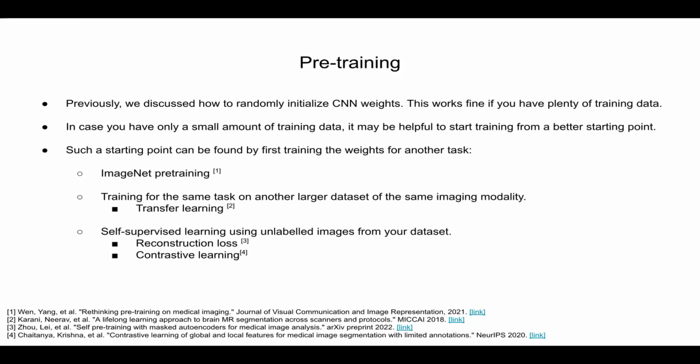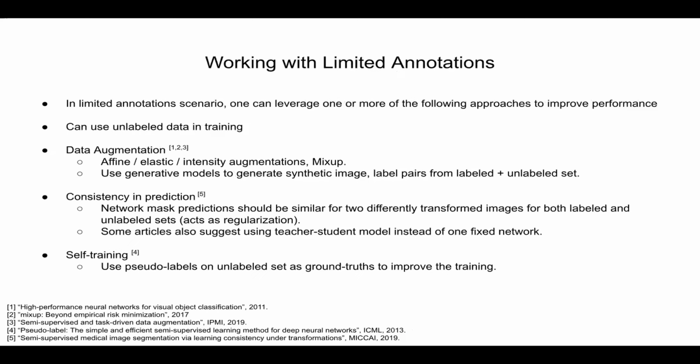Here you can use the unlabeled images from the data set, and you can apply some kind of contrastive learning or reconstruction loss-based methods to pre-train this network using only the unlabeled set. And the other possibility beyond this pre-training could also be using some kind of semi-supervised learning methods to improve the performance, especially in this limited annotation setting. The first one is, like I mentioned previously, data augmentation, but you could also use some kind of generative models to generate synthetic image-label pairs using both labeled and unlabeled sets.